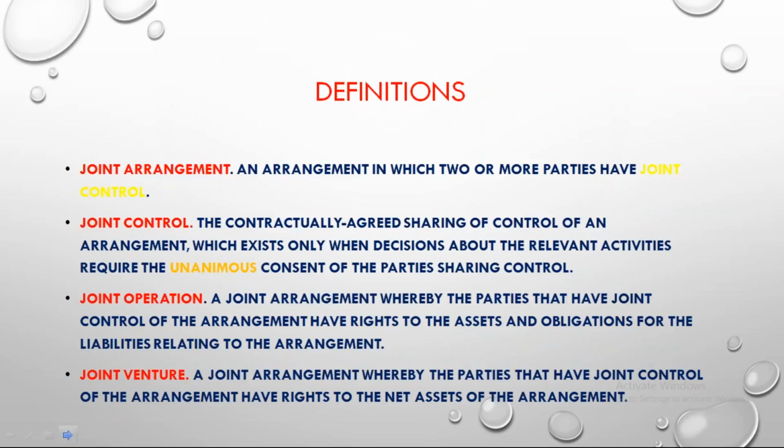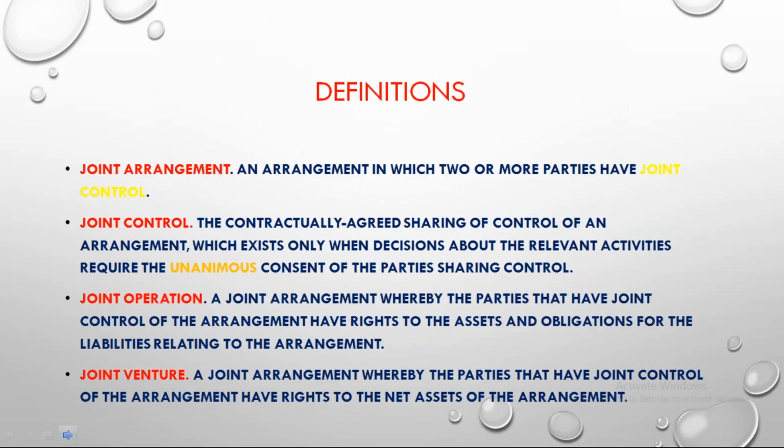So in a joint arrangement, two or more parties have joint control. Now that is the key word. Joint control. Joint control means equal control. Right? So sharing of control of an arrangement, which exists only when decisions about the relevant activity require unanimous consent of the parties sharing control. No one can take a decision saying, I have the power. All three parties must unanimously decide, yes, we are going to price it at 25 pounds. Yes, we are going to send it to Japan, whatever.